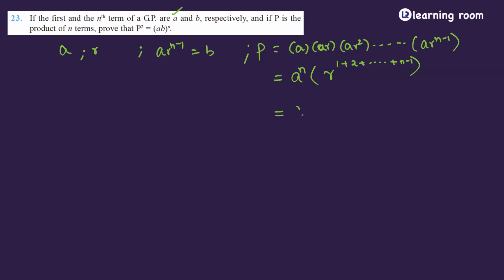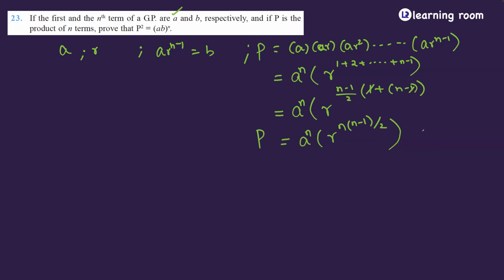Now, if you observe, this is a power n. I'm leaving it as it is. R raised to the power of 1 plus 2 plus so on till n minus 1 is going to be an arithmetic progression. So what is the sum of n terms in an arithmetic progression? It is n by 2. So how many terms are there? From 1 to n minus 1, there are n minus 1 terms. So, r raised to the power of n minus 1 by 2 into first term plus last term. So, what is the first term? 1. And the last term is n minus 1. So, 1 and 1 will get cancelled. I wrote n by 2 into a plus n, first term plus last term. Right. So, it is a power n into r power n into n minus 1, the whole divided by 2. Right. This is going to be the value of P.